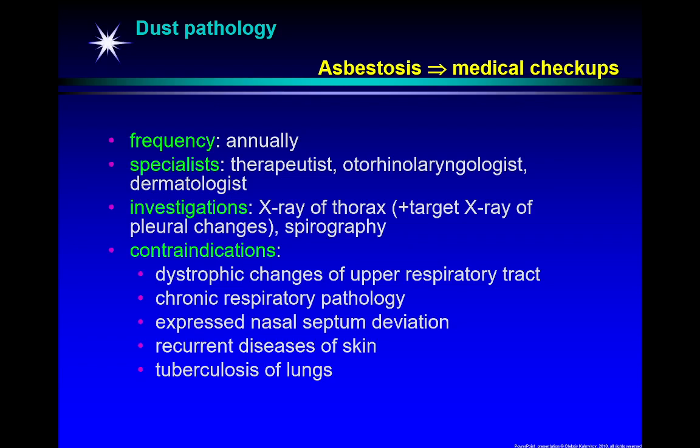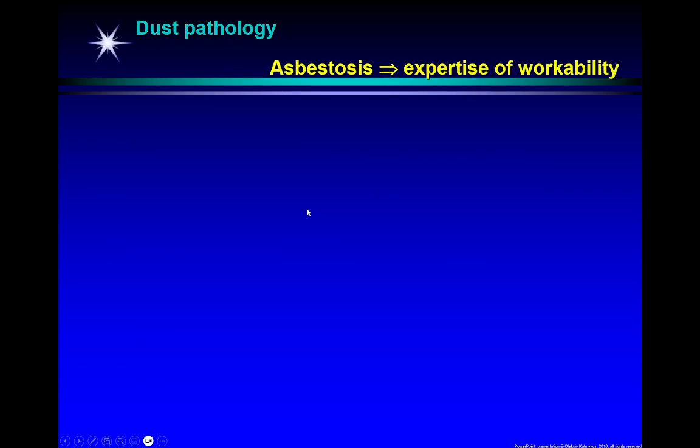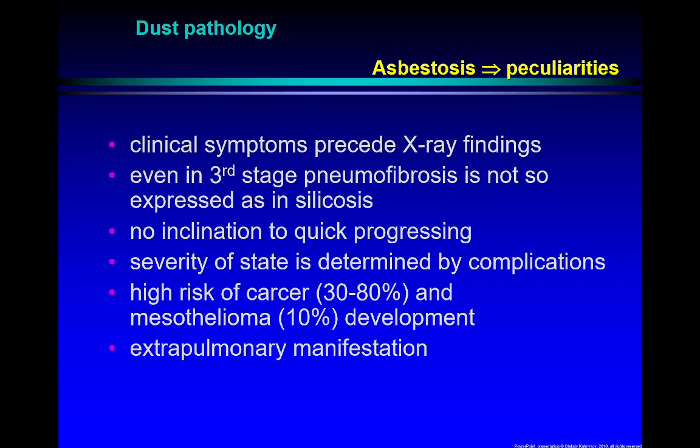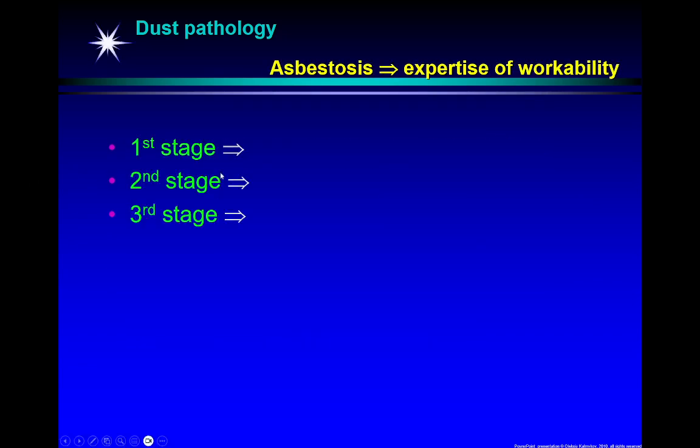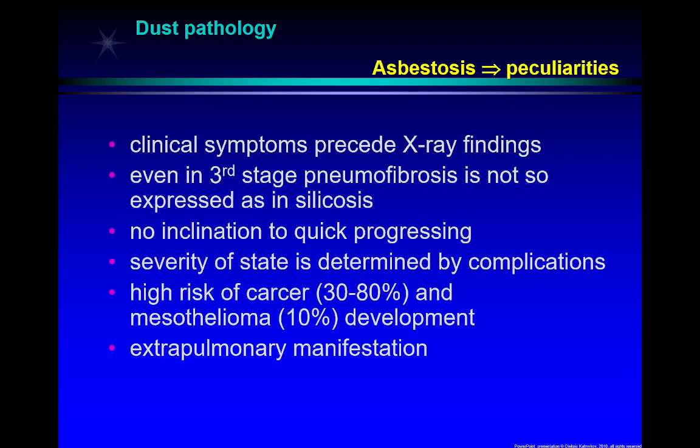Medical checkups are very similar to what we have for people working under the influence of silicon dioxide, annually with same contraindications to work. And expertise of working ability is almost same as in case of silicosis, with the invalidity group, reasonable employment, etc. The peculiarities of asbestosis include that clinical symptoms are more prominent and precede X-ray findings, and in silicosis we had opposite situation. Even at third stage of pneumofibrosis, it is not so expressed. I mean, pneumofibrosis is not so expressed in asbestosis, with the exception of affection of pleura.